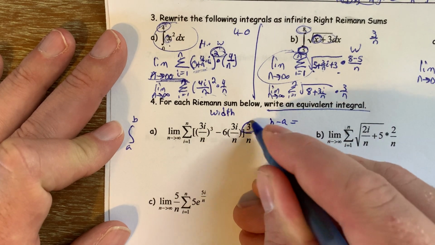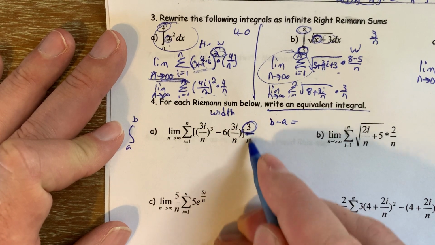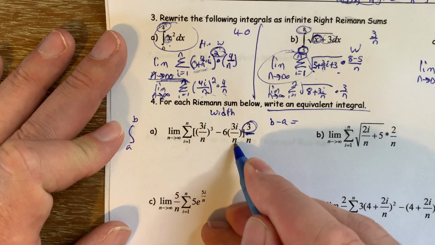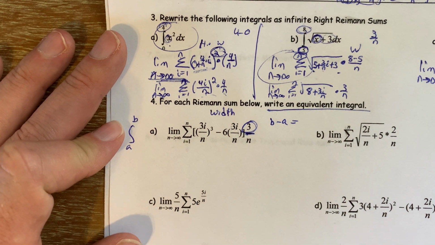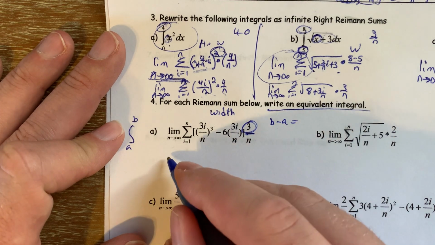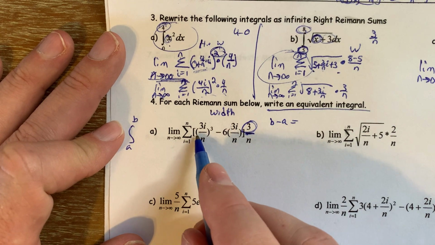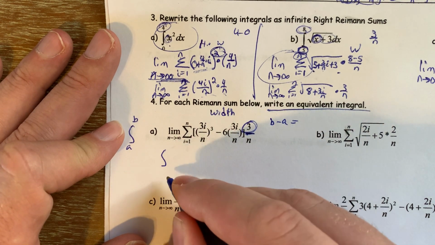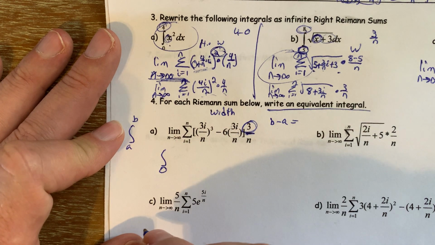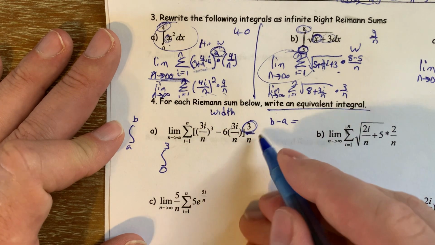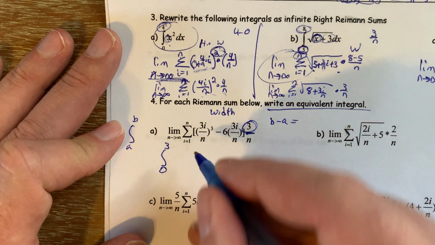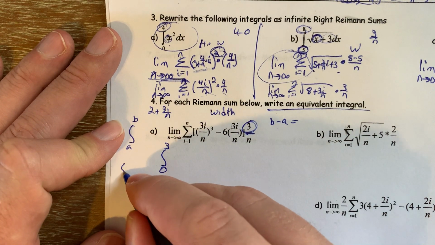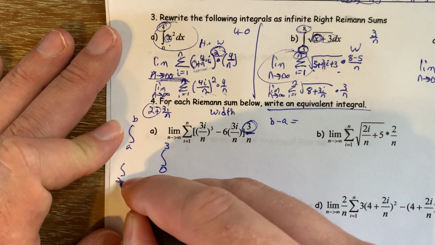And we can see that it's 3 divided by n, right? So here's the width. Here's that width being multiplied by i each time. There's that width being multiplied by i again. Now, what is the integral from? Well, I don't see any 5 plus something here. And so this is just going to be the integral from 0 to 3. I can tell that because if this had been like 2 plus 3i over n, then it would be the integral from 2 to 5.